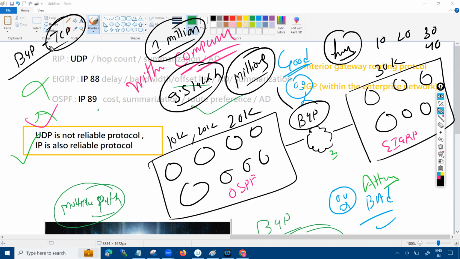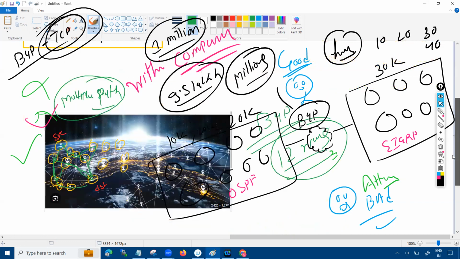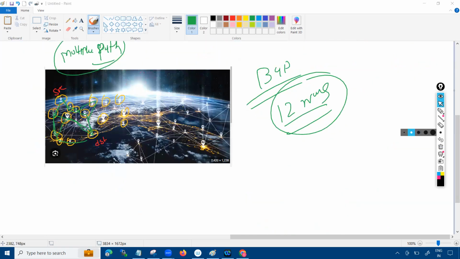Second thing, BGP is a reliable protocol because it is TCP based. BGP is the only routing protocol that is TCP based. It's scalable. And the third point of BGP is that we have multiple ways to manipulate the path from one source to another destination.